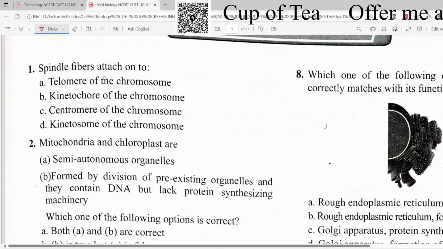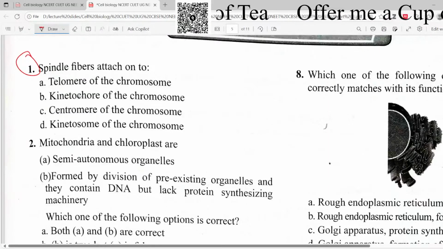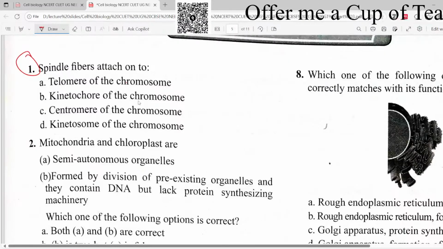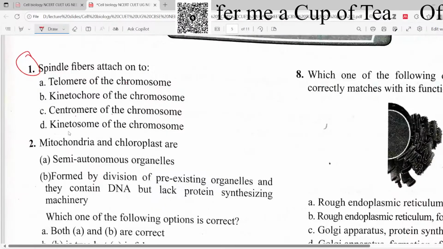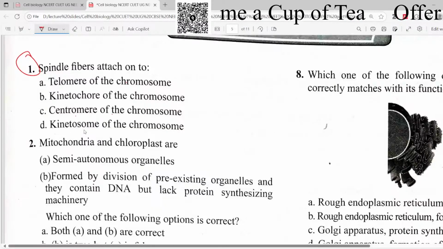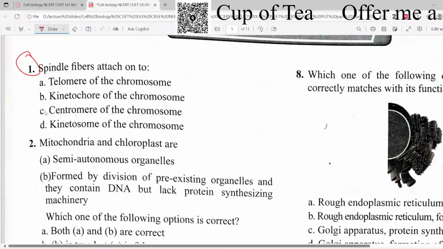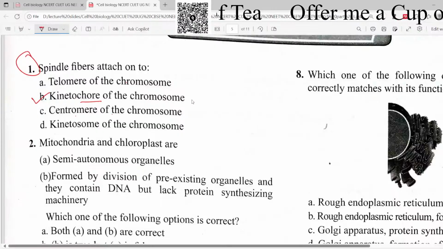The next question: spindle fibers attach on A, telomere of chromosome; option B, kinetochore of chromosome; option C, centromere of the chromosome; or D, kinetosome of chromosome. So the correct answer is option B, the kinetochore of chromosome.